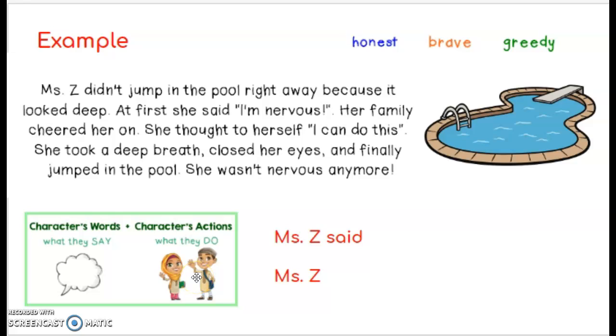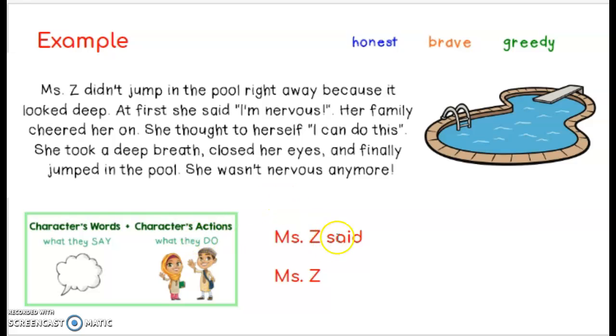Miss Z didn't jump in the pool right away because it looked deep. At first, she said, "I'm nervous." Her family cheered her on. She thought to herself, "I can do this." She took a deep breath, closed her eyes, and finally jumped in the pool. She wasn't nervous anymore.